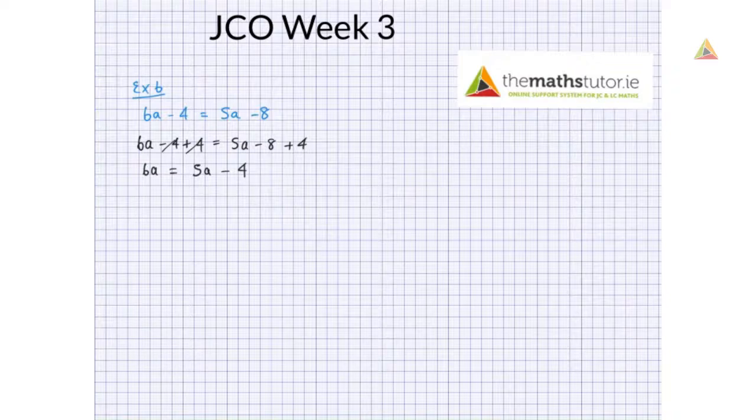Okay, so now we have a on this side and we have the number on this side, but we need to get rid of the 5a. So that's a plus 5a. We assume it's positive if there's no sign in front of it. So how do I get rid of 5a?